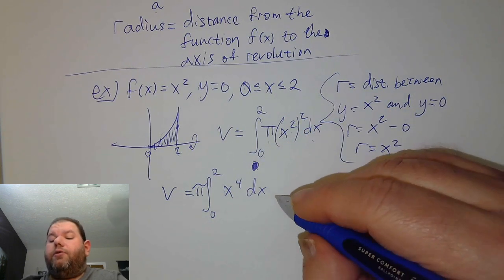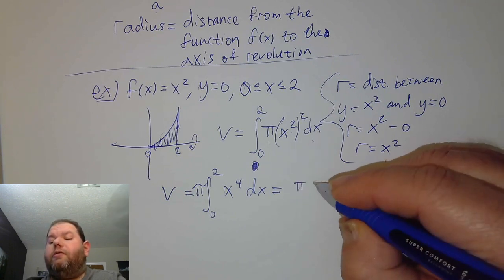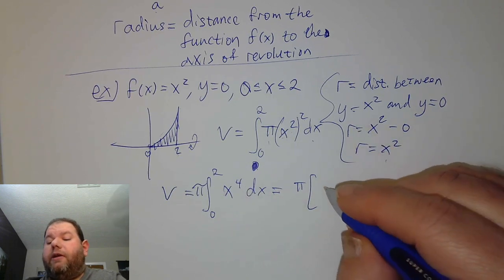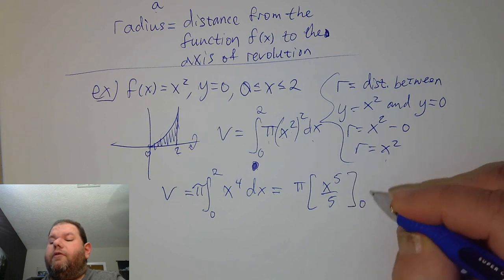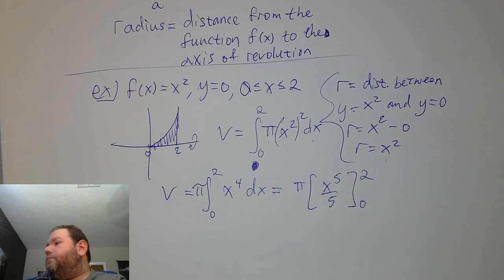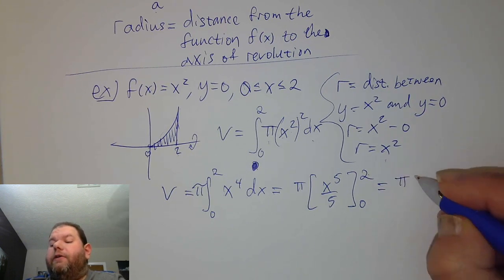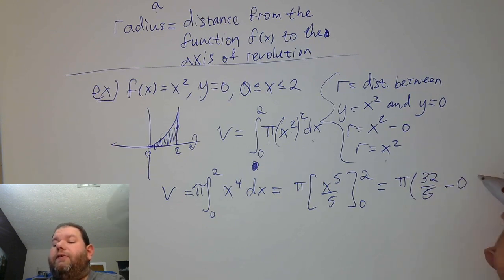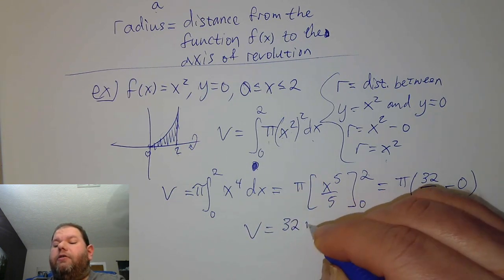And if we go ahead and do our integration, again, x to the 4th, we add 1 to the exponent and then divide, so it would be x to the 5 over 5, and that's from 0 to 2. We plug in our 2, and so we get pi times 32 over 5. Plug in 0 gives us 0, so our volume is just 32 pi over 5.